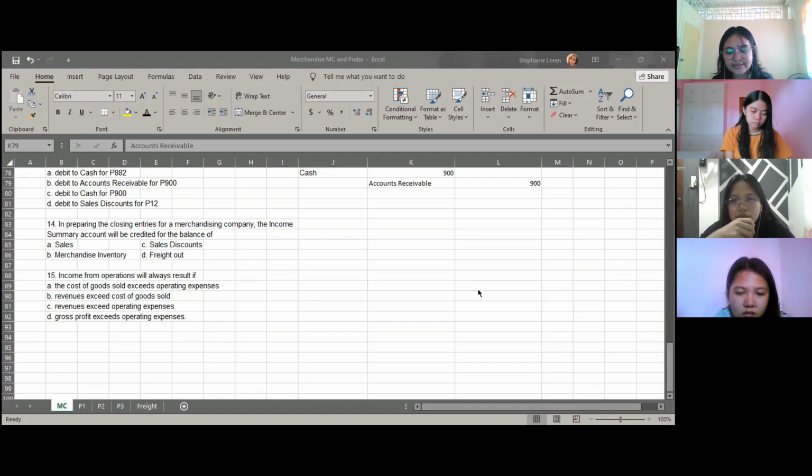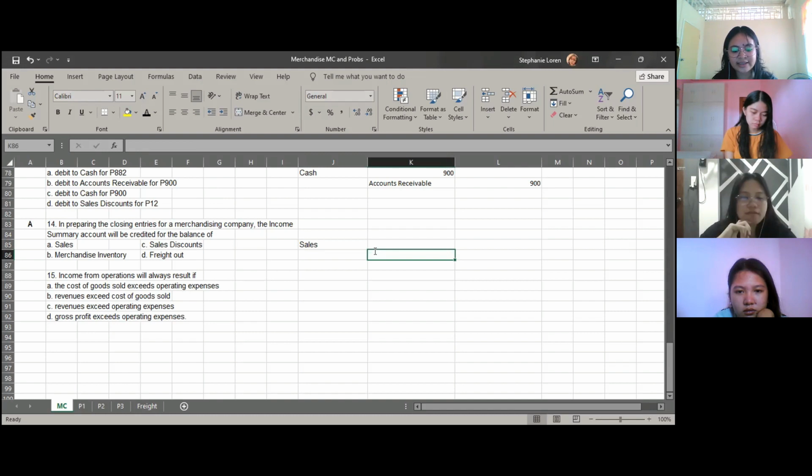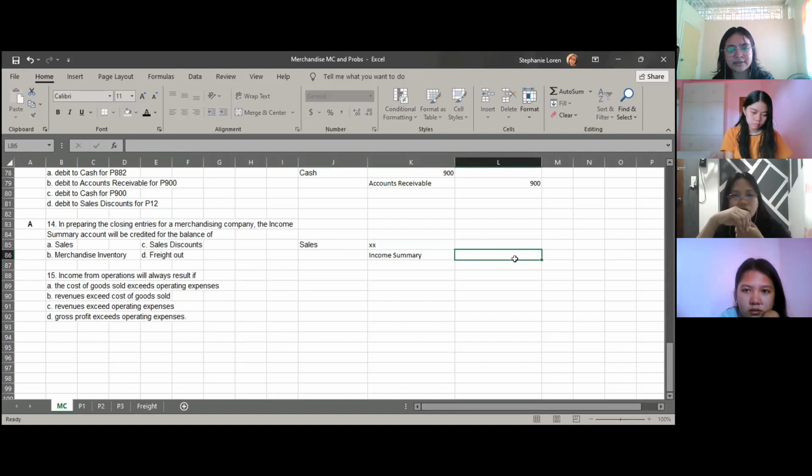B. Merchandise inventory ba? No. So the correct answer is letter A. Yan. So kailan ka magka-credit ng income summary? So sales, i-close mo na yung sales and then lilipat mo siya sa income summary. So ganito yung journal entry niya. Debit sales, credit income summary.